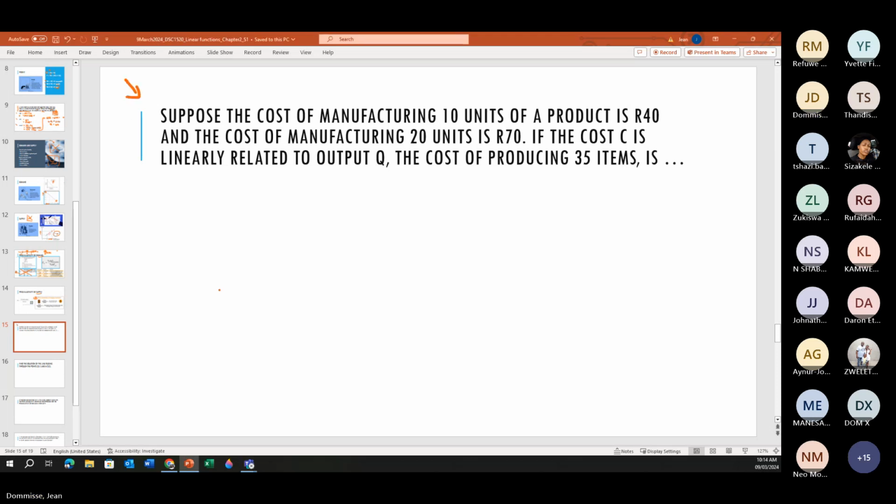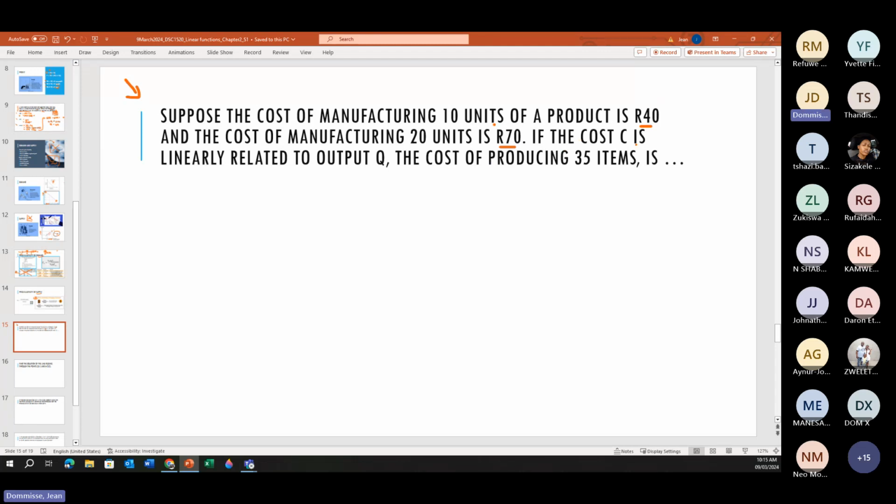They talk about: suppose the cost of manufacturing 10 units of a product is 40 Rand and the cost of manufacturing 20 units is 70 Rand.